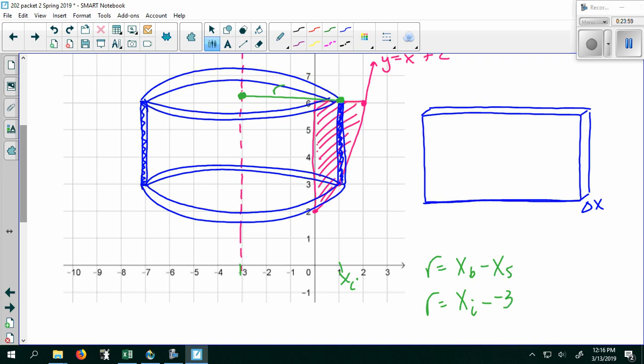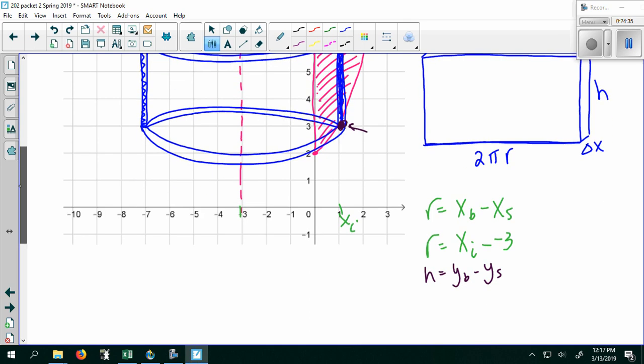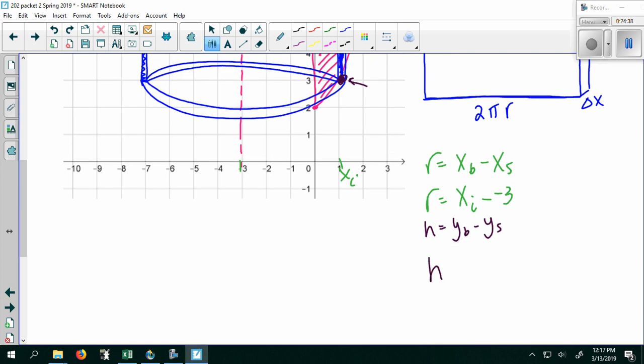And then the length of my rectangle is 2 pi r, the circumference of the cylinder. The height of the cylinder, h, is the height of the rectangle. So I'm looking for the vertical distance between this point and this point. So again, you're going to do the larger y value minus the smaller y value. So h is y big minus y small. This y value is bigger than this one, so this y value is 6. This y value is x squared plus 2. So my h is 6 minus x squared plus 2.